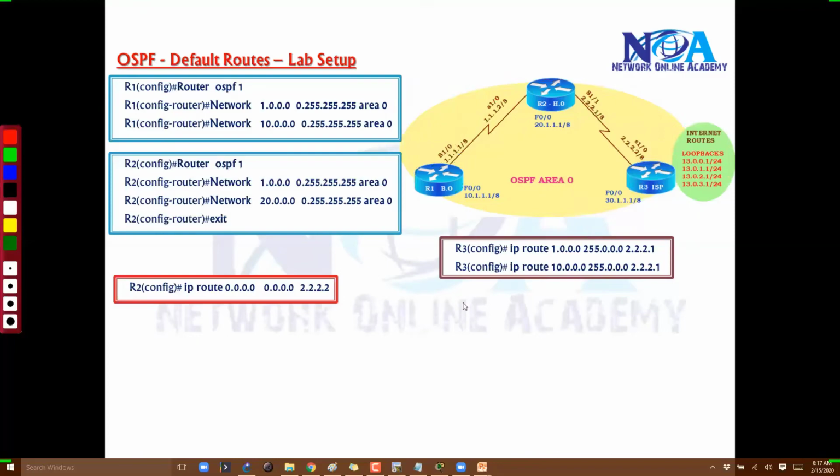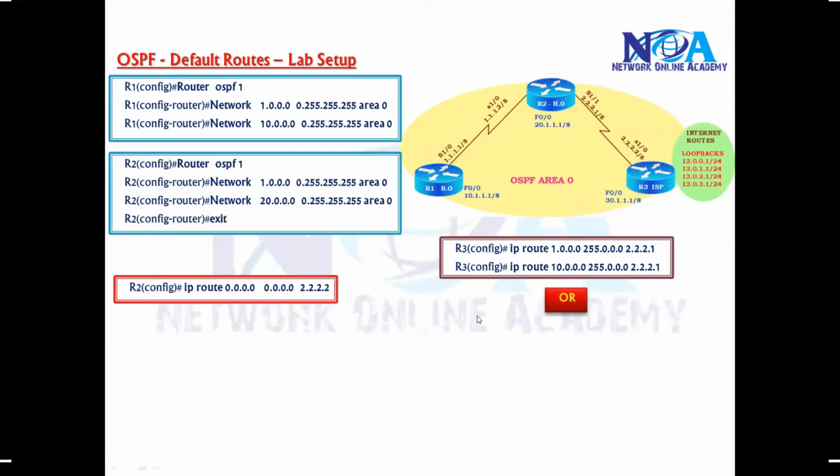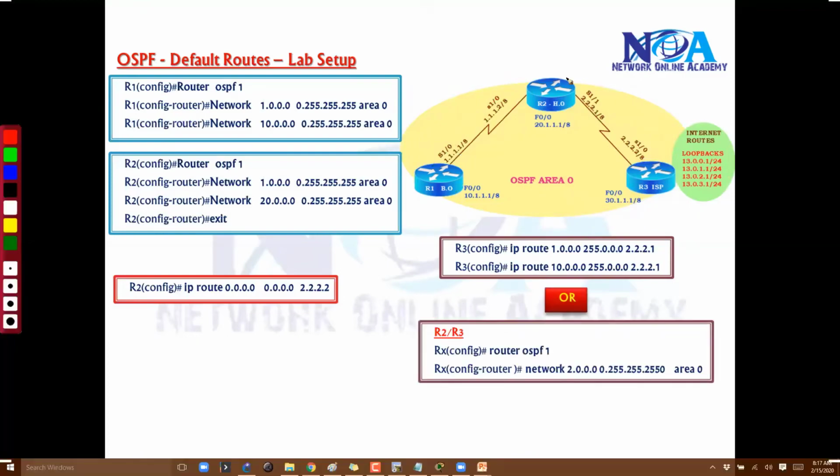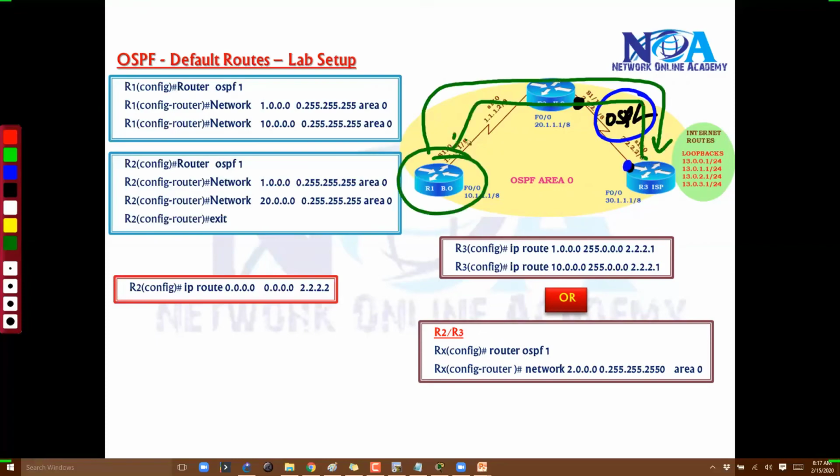So either you can do it this way, or if you want to make it simpler, you just advertise this interface and this interface also in OSPF. There are other options, because when you advertise this interface in OSPF, these routes will automatically be advertised here, and router 3 knows how to route the packets back again. But don't advertise this one, because these are my internet routes. Just to make it simple, you can do it this way or this way. It's up to you again.